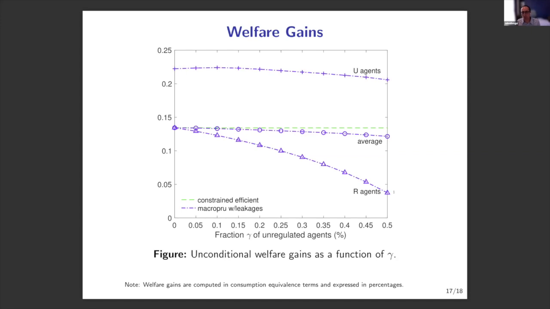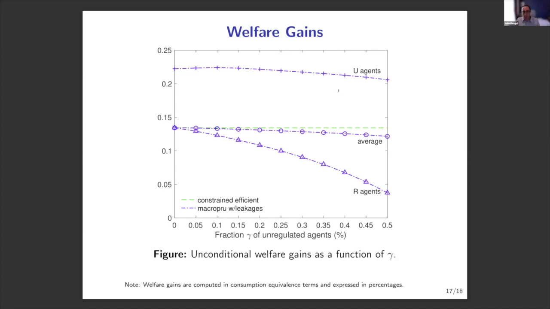So we're going to have fewer sudden stops, less frequent and less severe crises. That's going to be good for everyone. But only one category of agents, the regulated, pay the cost of intervention in terms of distortions to their borrowing decision. That's why, in general, the welfare gains are larger for unregulated agents, because they benefit from the intervention, but they don't really pay the cost. And then as the share of unregulated goes up, there are fewer regulated agents who have to bear all the cost of the intervention. That's why the welfare gains seem to be going down pretty steeply for them, and it remains fairly high for unregulated.